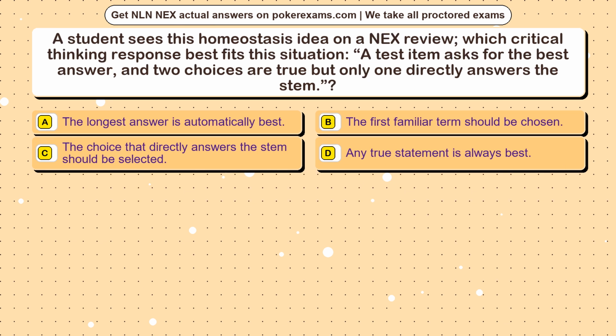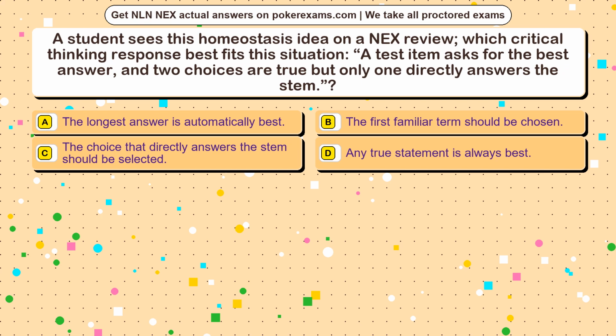Question 10. A student sees this homeostasis idea on a NEX review. Which critical thinking response best fits this situation? A test item asks for the best answer, and two choices are true but only one directly answers the STEM. Option A. The longest answer is automatically best. Option B. The first familiar term should be chosen. Option C. The choice that directly answers the STEM should be selected. Option D. Any true statement is always best.